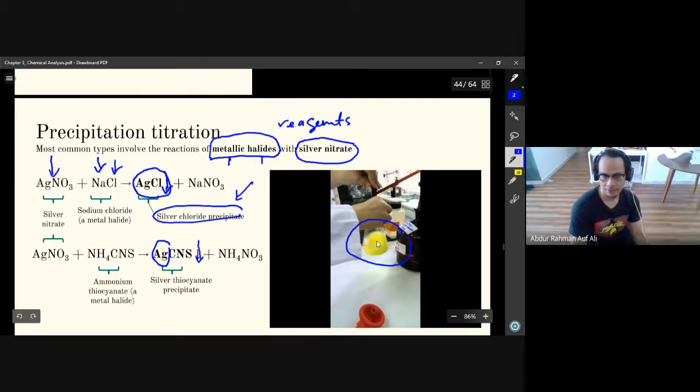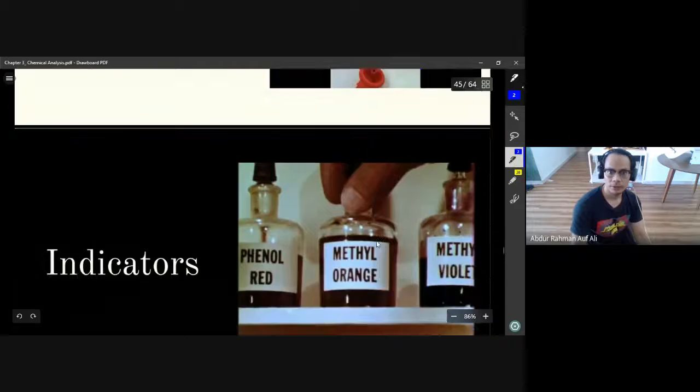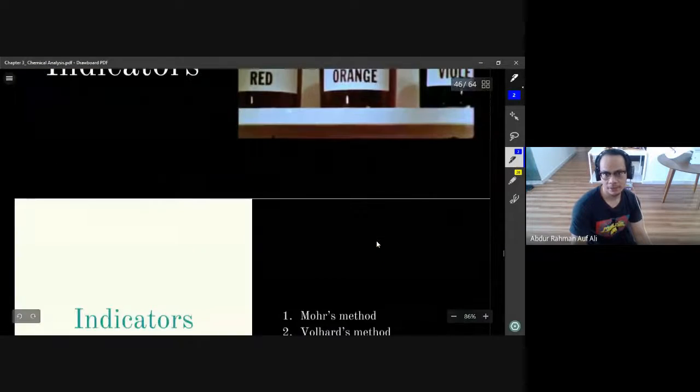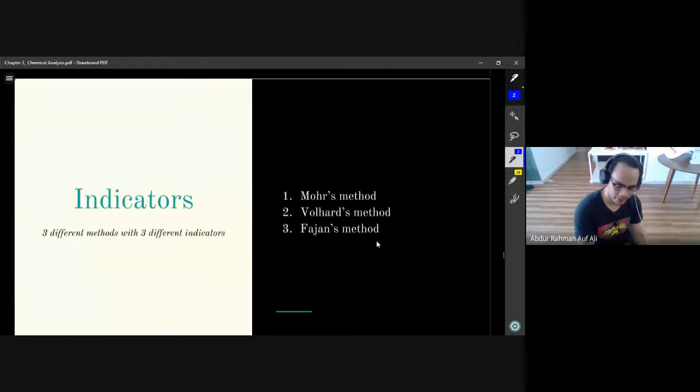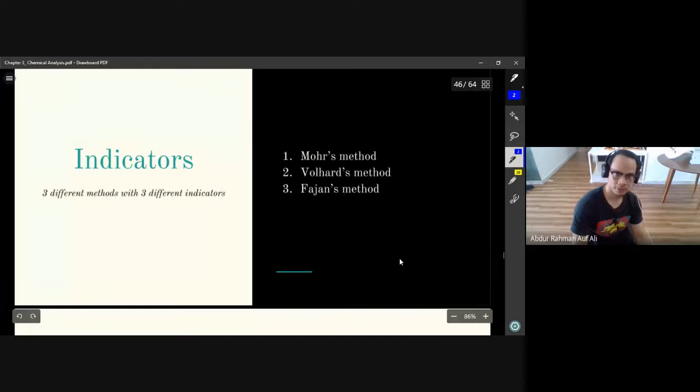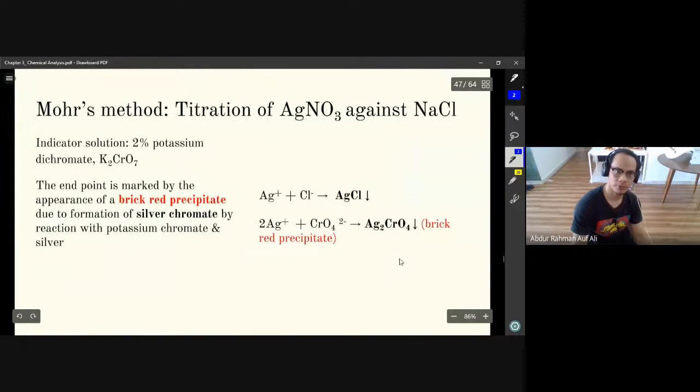Okay. Asalnya clear. So the indicators, how do we detect the endpoint, the equivalence point dalam precipitation titration ni? We have three different methods. So all three methods are developed by three persons: Mohr's method, Volhard's method, Fajans' method. These are three different persons and develop the indicator untuk precipitation titration. The most commonly used adalah Mohr's method.